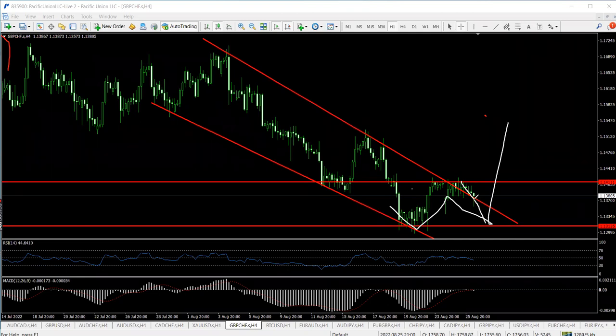or just from this place, it's already testing the trend line again. It might break out. Those are the two possible scenarios. But overall, we remain bullish biased on the GBP CHF.